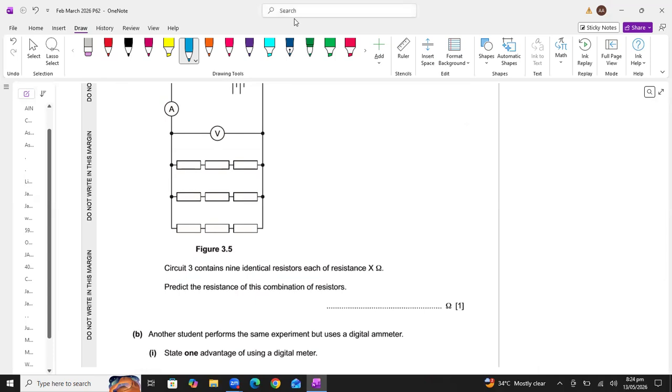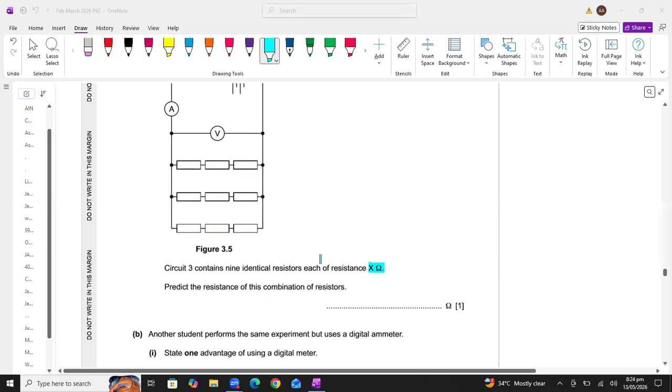And what they are saying, students, the interesting thing is circuit 3 contains 9 identical resistors of each resistance x ohm. 9 identical resistors means each resistor has resistance x ohm. X ohm means that each one has the same resistance. They are identical. Now they are saying predict the resistance of this combination of resistors.